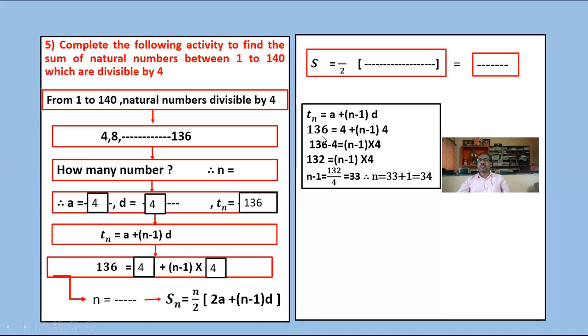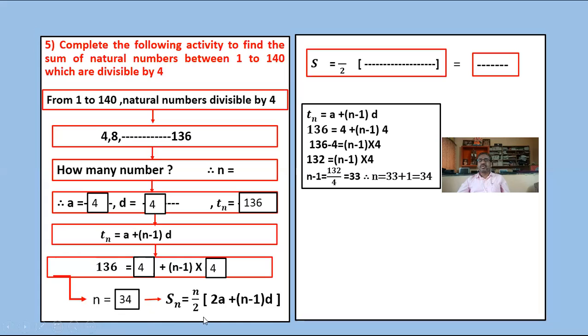This plus 4 goes to the LHS, then we get 136 minus 4 is equal to N minus 1 multiply 4. 132 is equal to N minus 1 multiply 4. This 4 goes to this side, we get divide. N minus 1 is equal to 132 upon 4 is equal to 33. Minus 1 goes to the RHS, then we get plus: N is equal to 33 plus 1 is equal to 34. Therefore, this value N is equal to 34.